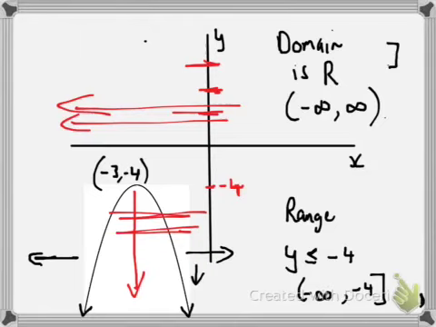So the domain, it's going to cover all the x values. That graph goes on forever, left and right. For y values, it only covers y values less than -4.